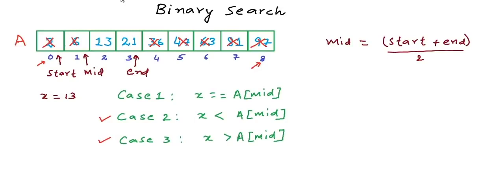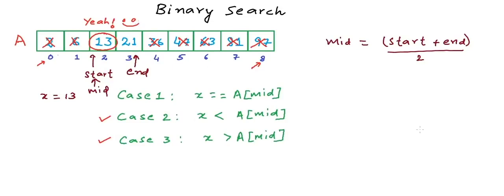And this time we shift start to mark our new search space. Now the new search space is starting at index 2 and ending at index 3. Now what is the middle element? 3 plus 2 is 5, 5 by 2 is 2.5, and the integral part is 2. So this is our middle element. So x is now equal to the middle element. We have found our element. So we are done with our search.